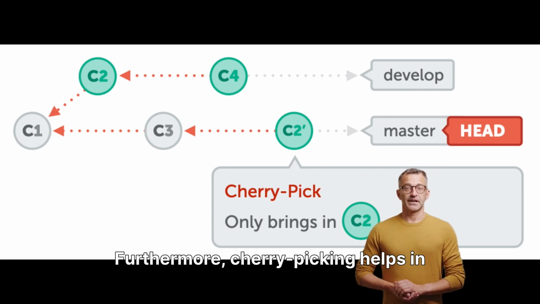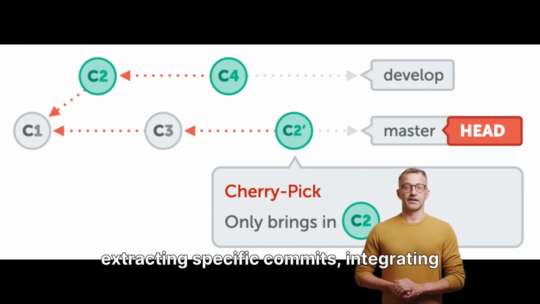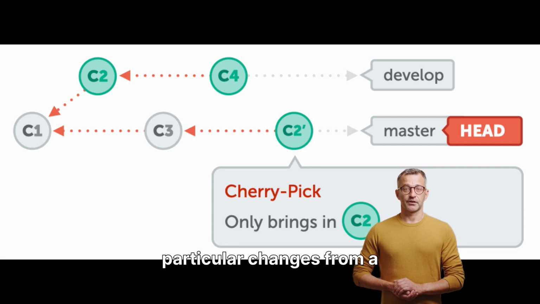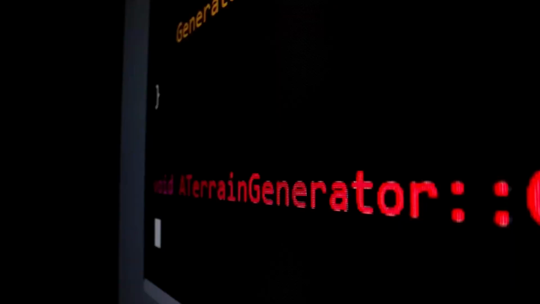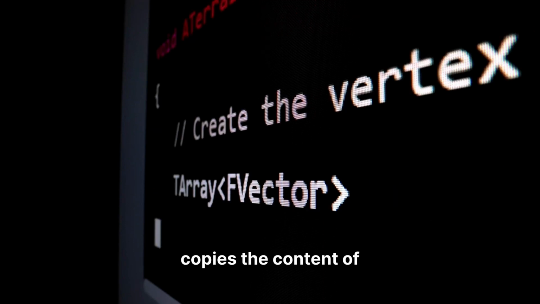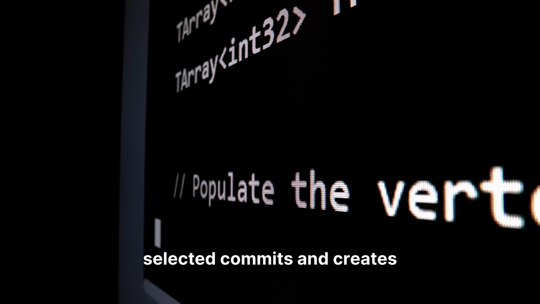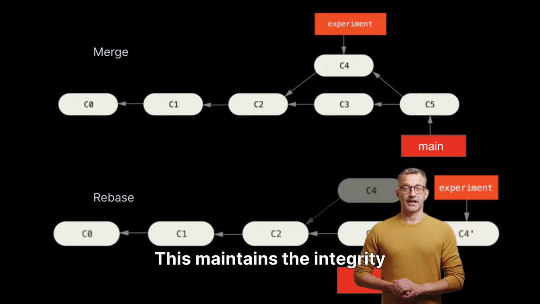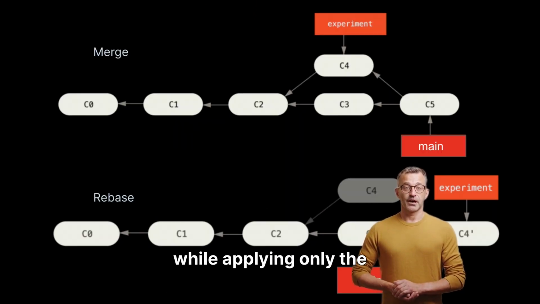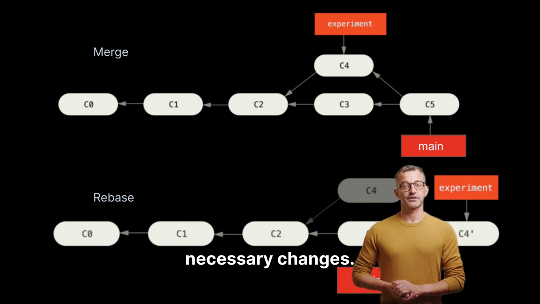Furthermore, cherry picking helps in extracting specific commits, integrating particular changes from a feature branch without merging the entire branch. The git cherry-pick command copies the content of selected commits and creates new commits in the target branch. This maintains the integrity of the commit history while applying only the necessary changes.